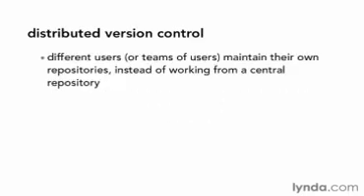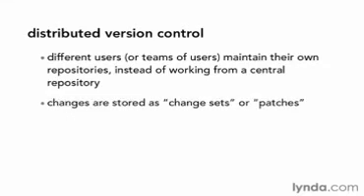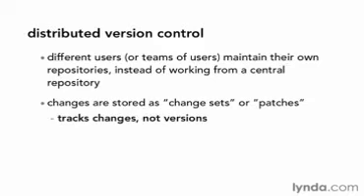Git doesn't work that way. Git is distributed version control. Different users, or teams of users, each maintain their own repositories instead of working from a central repository. And the changes are stored as change sets or patches. And we're focused on tracking changes, not versions of the document. Now, that's a subtle difference. You may think, well, CVS and SVN, those track changes too.